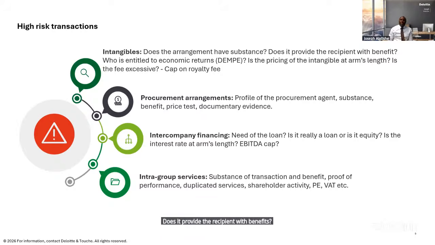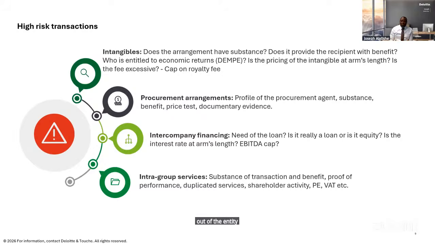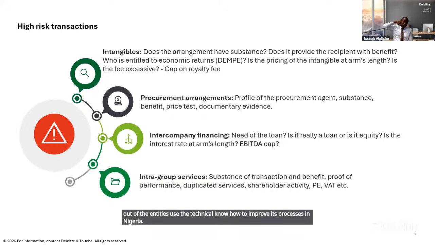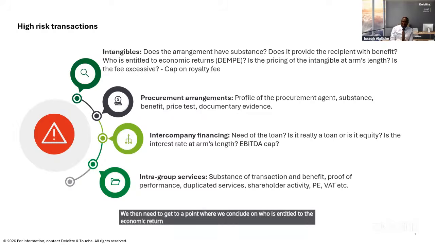So, for instance, if you say the transaction is one for technical know-how, how does the entity use the technical know-how to improve its processes in Nigeria? Who is entitled to the economic returns? Because it's one thing to say, yes, there is an intangible product, but from a transfer pricing point of view, we then need to get to a point where we conclude on who is entitled to the economic returns arising from that intangible.